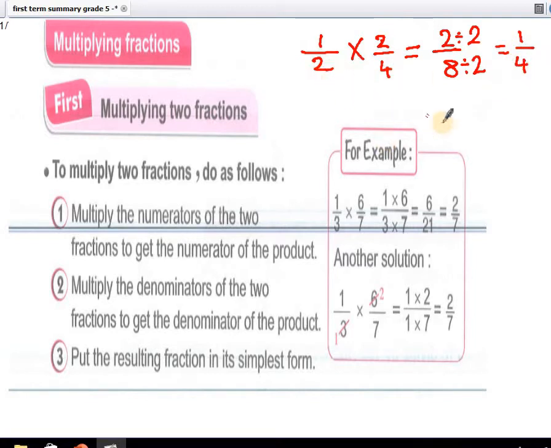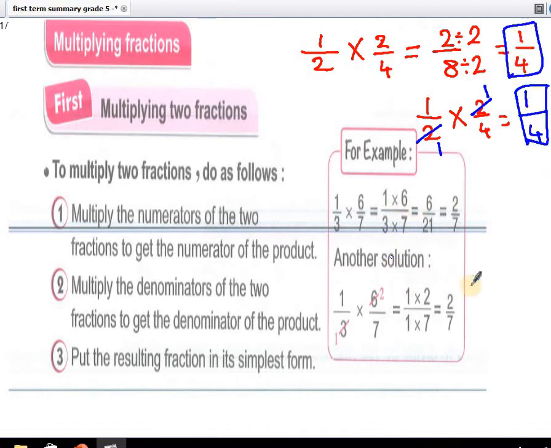Okay, what if I need to do it another way? Here, 1 over 2 multiplying by 2 over 4. I should look at it crossways. Look, I have a 2 here in front of it. There is another 2. 2 divided by 2 will be 1, and 2 divided by 2 will be 1. So here 1 multiply 1 equals 1, and 1 multiply 4 equals 4. They have the same result, but it's 2 different ways to solve.